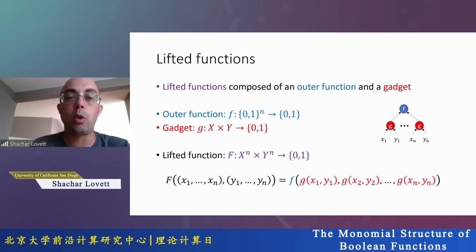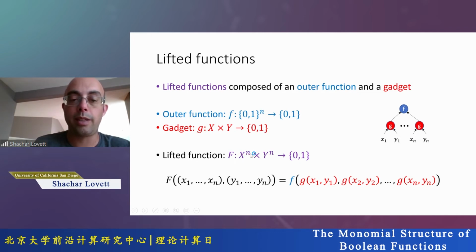So these examples are called lifted functions. A lifted function is a matrix or a two-party function that you build in the following way. It has two components. It has an outer function, which is just a Boolean function on n bits. And there is a gadget, which is a function that takes two inputs, X and Y, and outputs the value 0, 1. And the lifted function is a larger function.